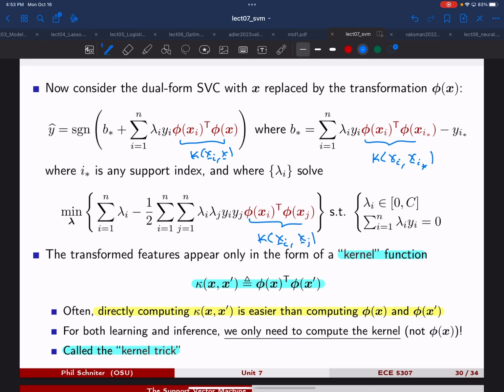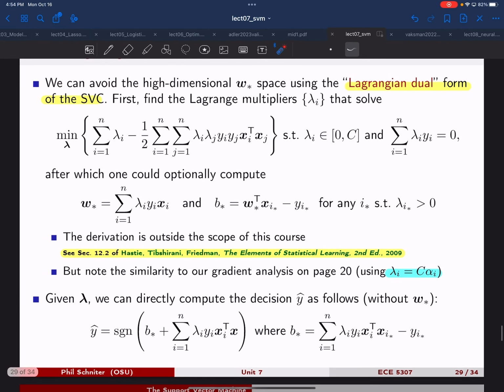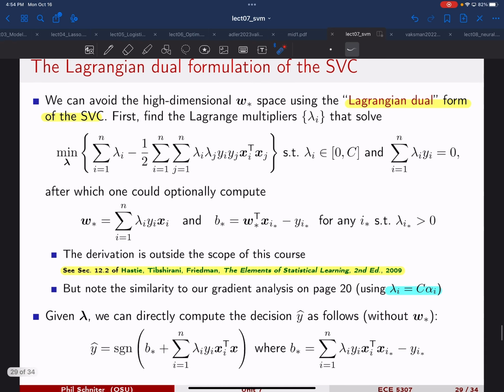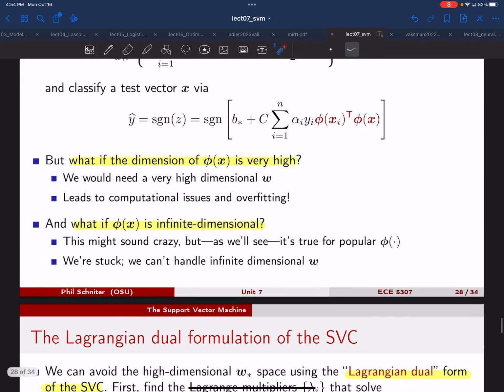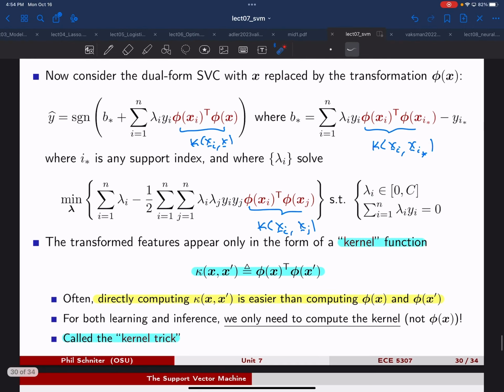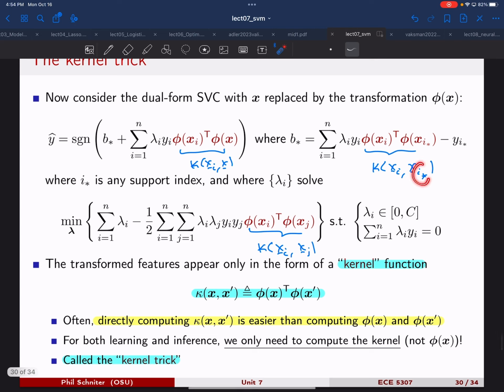Is the star here still like a hat in the previous slides? So this b star is given by this equation, and in this equation, the i star is any support vector index. So i is the index into our data set. Just choose one of the ones that was used to design, that's a support vector. I think that was given on this page somewhere, or maybe on a previous one. But yeah, that's what the xi star is.